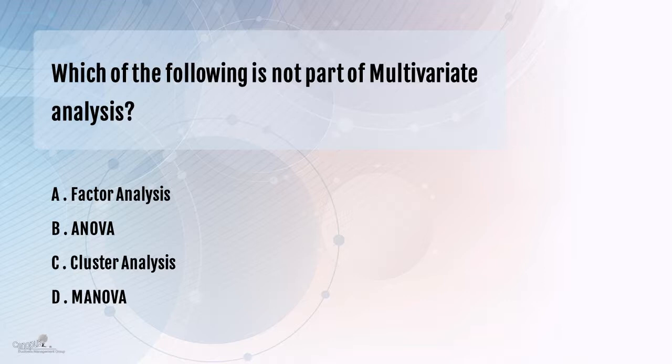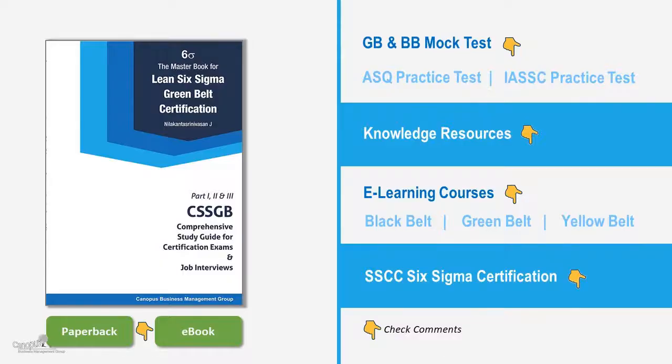A factor analysis, a cluster analysis, and a MANOVA, all of them are nothing but tools which are used for performing multivariate analysis. You might be curious to know what a MANOVA is, and how different it is from ANOVA. So I'm going to take a few seconds to just explain that. A MANOVA is nothing but similar to an ANOVA, but you have two Ys there. You don't have one Y, but you have two Ys, and then you're comparing the impact of factors on those two Ys. So the answer clearly is ANOVA.